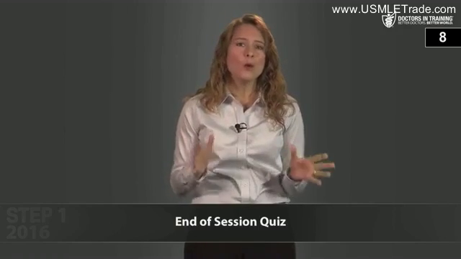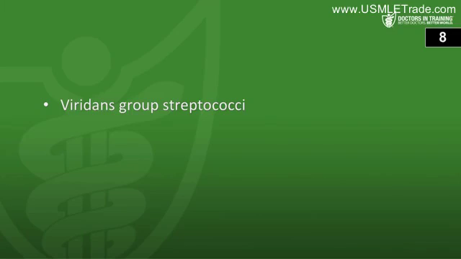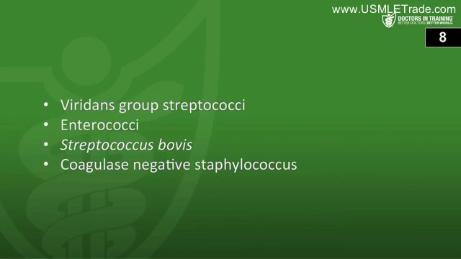All right, let's go through these answers to the quiz, and this is a short one. First question, what organisms are most commonly implicated in subacute infective endocarditis? Viridans streptococci. These are probably the most common cause of subacute infective endocarditis. The other common causes include Enterococci, Streptococcus bovis, and coagulase negative staphylococcus like Staph epidermidis.